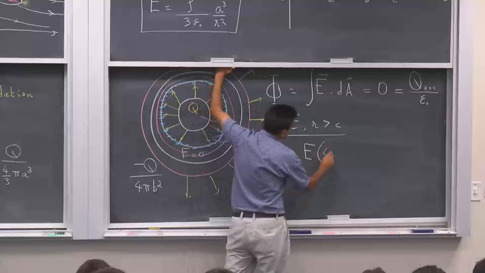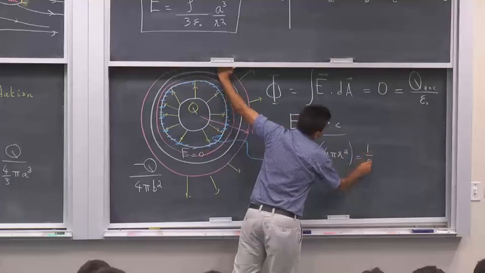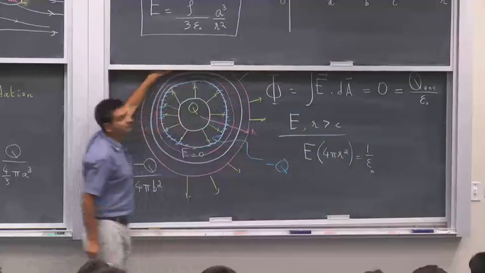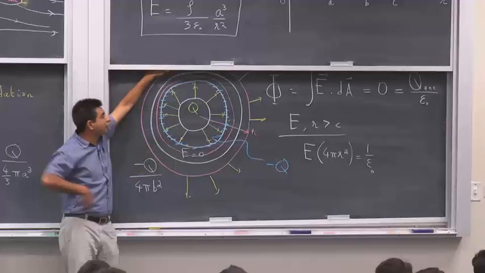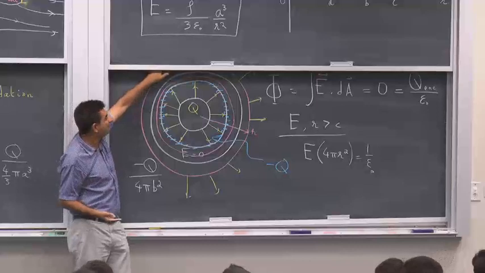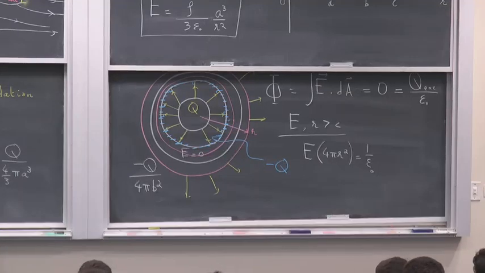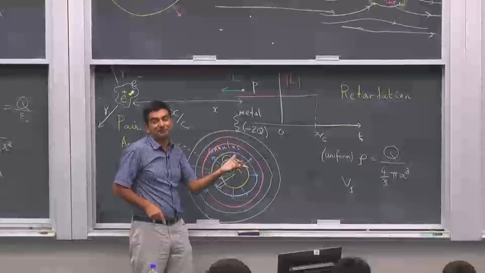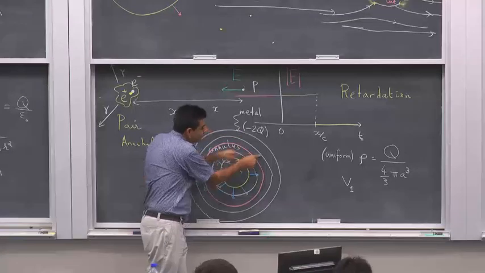So E times 4 pi r squared would now equal 1 over epsilon naught times the total charge enclosed. Now what's the total charge enclosed by this outer Gaussian surface? It's going to be plus q minus 2q, which is going to be minus q, because the total charge on the outer metal is minus 2q. And out of this minus 2q, minus q has appeared on the inner surface. So there is a residue charge of minus q.